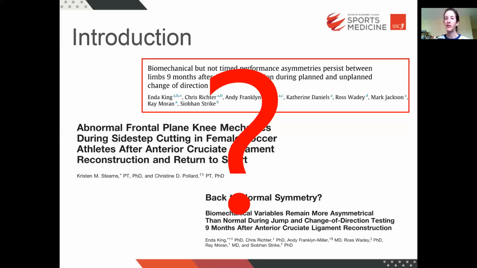We hypothesized that post-ACL reconstruction athletes would reduce both center of mass heading angle deflection and body rotation components during the stance phase of the change of direction step when they were cutting from the operated limb in comparison to the non-operated limb.